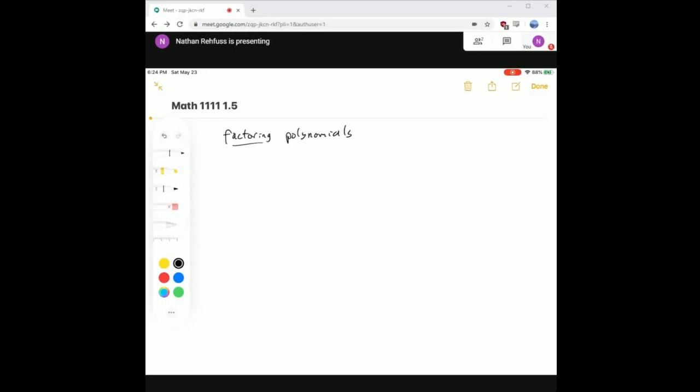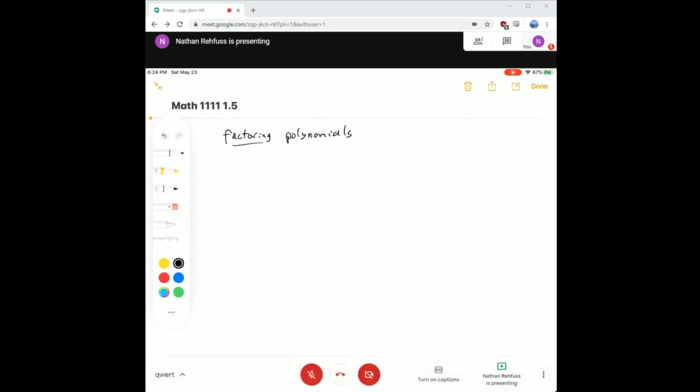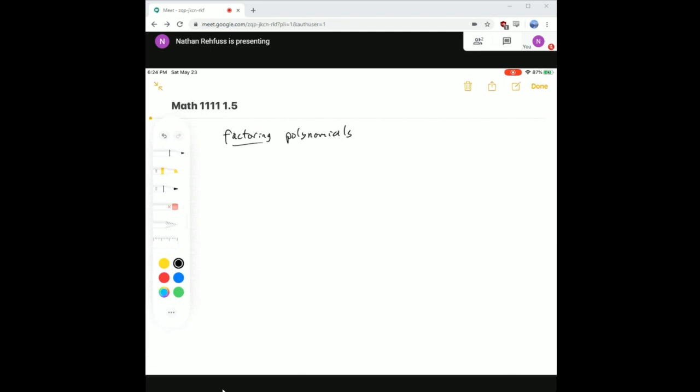Hey, hey, hey! Let's talk about factoring polynomials. This is section 1.5, because I showed you last class how to multiply polynomials together, and this is the opposite of that. We're not going to learn dividing until later, but it'd be nice if I had a polynomial like, I don't know, x squared plus 6x plus 8, and could break it back into the two polynomials that it's a product of.